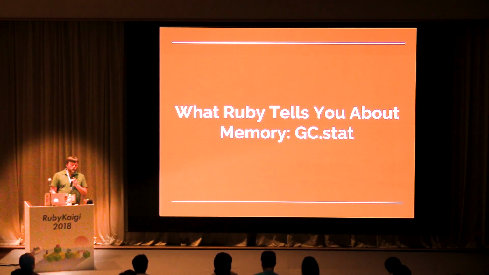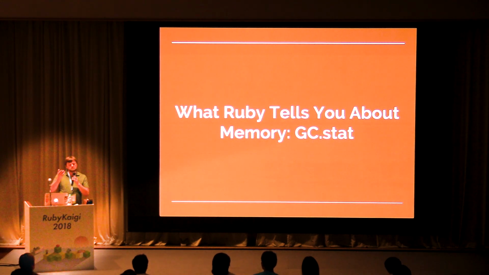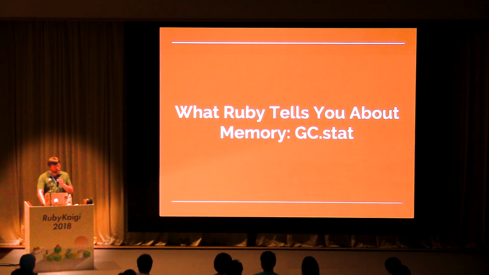All right, so you've done the obvious stuff. You're still seeing memory problems. You want to debug. How do you debug memory problems? Well, one of the first things that Ruby tells you is GC.stat.